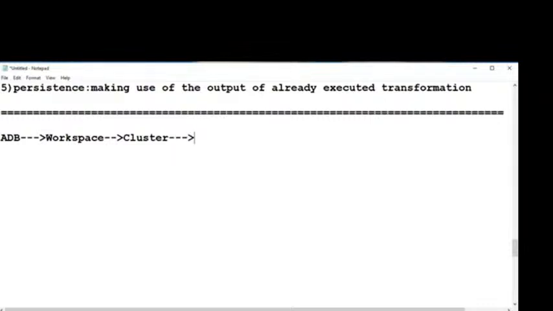A cluster is of two types: single node cluster and multi-node cluster. Single node cluster means, for example, I've got my system and I'm executing this on my system, so my driver and the worker will be in the same place. Multi-node cluster means multiple nodes will be involved. For multi-node, the charges will be higher. For single node cluster, the charges will be less.